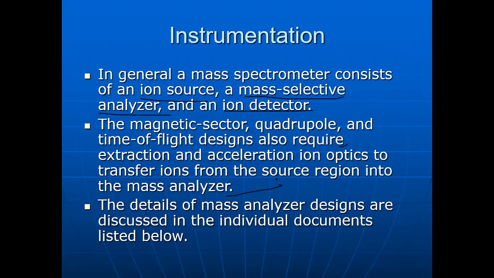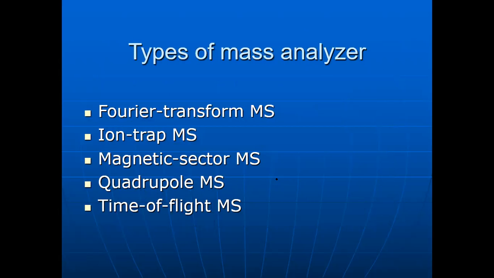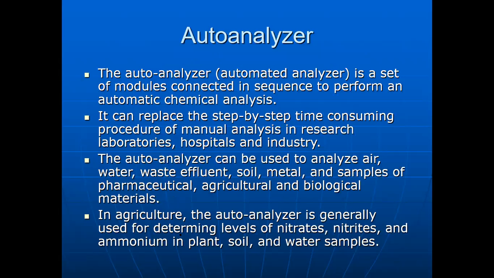The details of the mass analyzer designs are discussed in the individual documents listed below. So we will discuss this mass analyzer. What are those mass analyzers? Fourier transform mass spectroscopy, ion trap mass spectroscopy, magnetic mass spectroscopy, quadrupole mass spectroscopy, time of flight mass spectroscopy. These are the different types of mass analyzers. Now we see the auto analyzer.